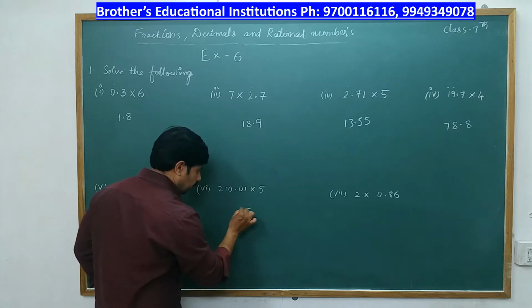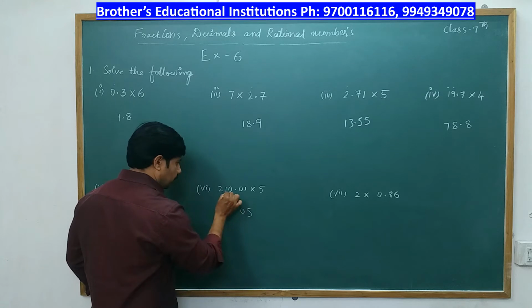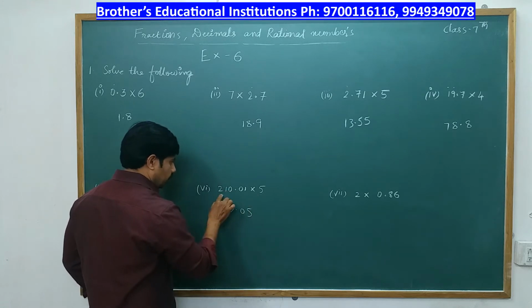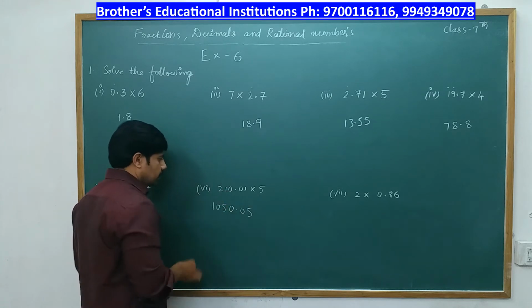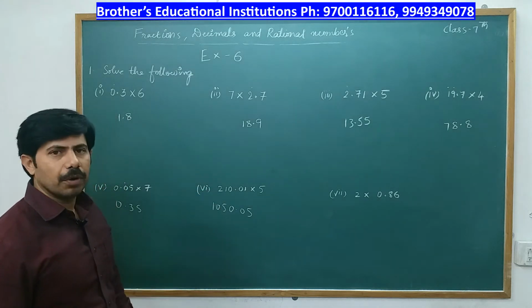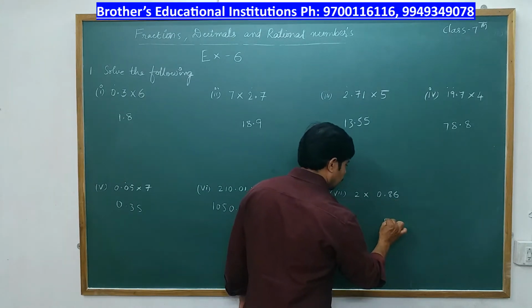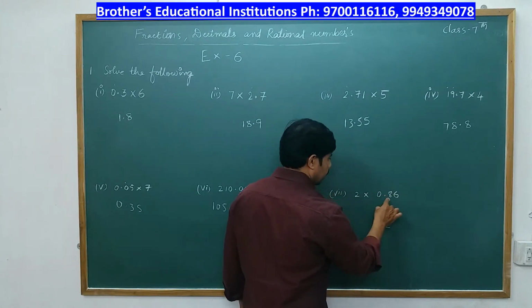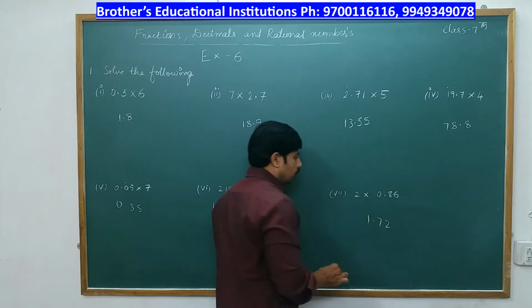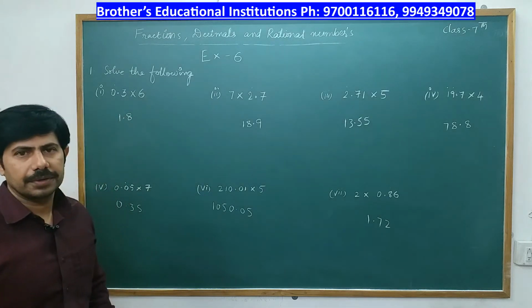5 ones are 5, 5 zeros are 0, 5 zeros are 0, 5 ones are 5, 5 twos are 10. So 1050.05. So next one is 0.86 into 2. So multiply this with 2. 2 sixes are 12, 1 carry. 2 eights are 16 plus 1, 17 and 1. So it is 1.72. Okay, so this is completed.